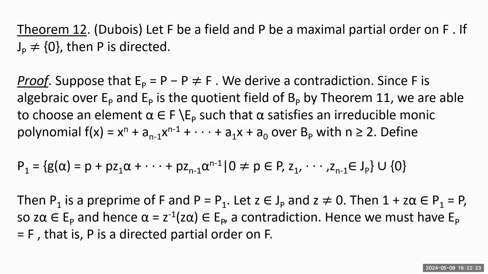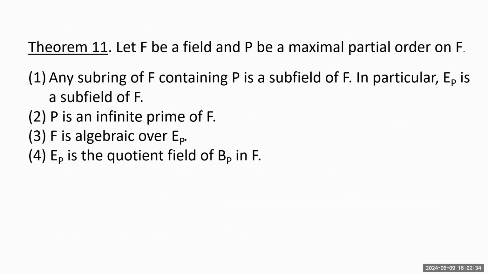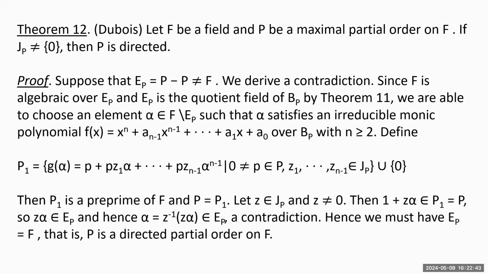But P is containing P1, so they must be the same, because P is a preprime from the infinite prime. So P is in P1, and P1 is a preprime, so they must be equal. Now we pick up one element Z in J sub P different from 0, because under that condition we take the polynomial with degree equal to 1. That will be in P1, and that will be in P.